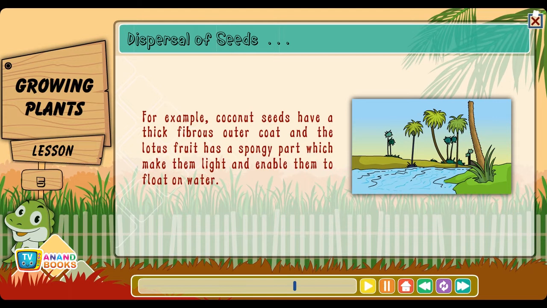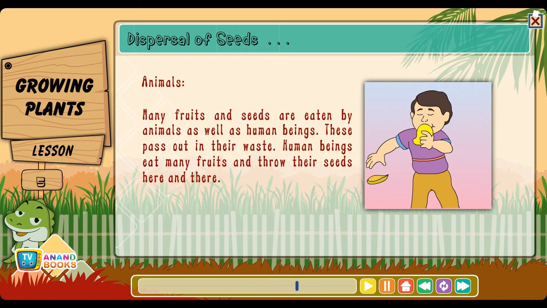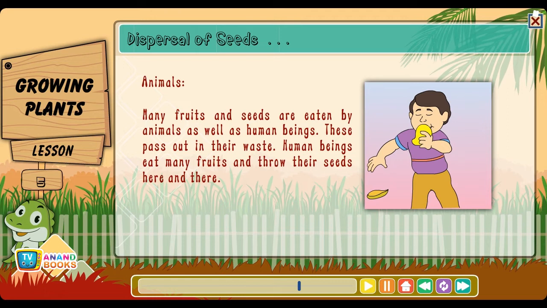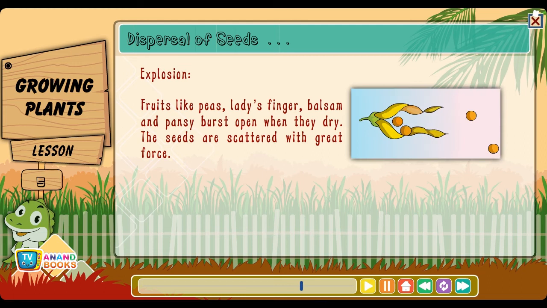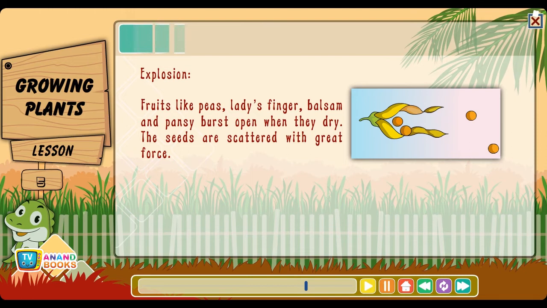Animals. Many fruits and seeds are eaten by animals as well as human beings. These pass out in their waste. Human beings eat many fruits and throw their seeds here and there. Explosion. Fruits like peas, lady's finger, balsam and pansy burst open when they dry. These seeds are scattered with great force.